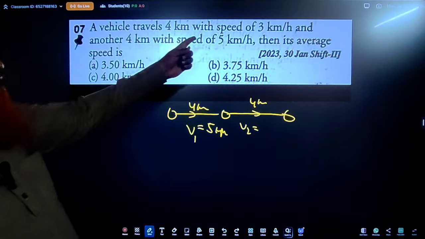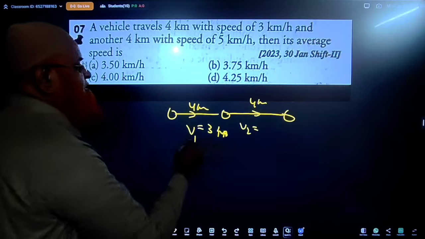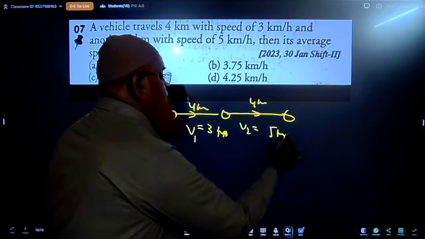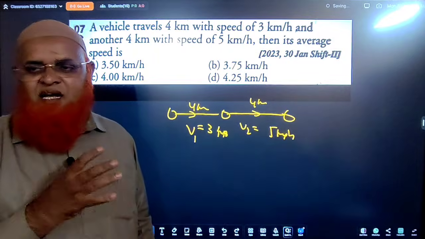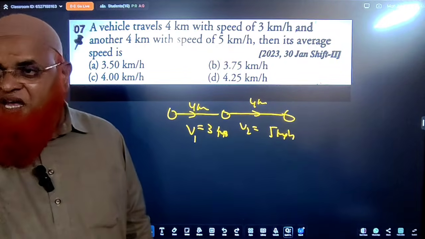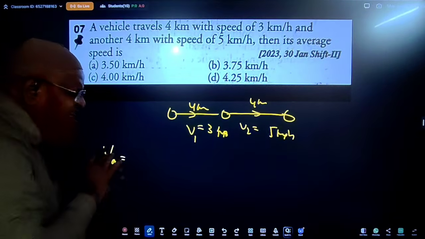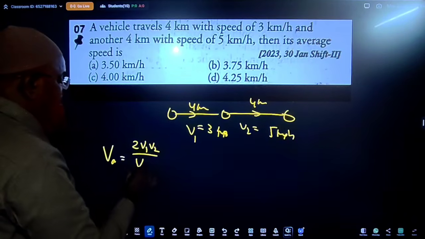So a vehicle travels 4 kilometers. How much speed was it? 3 kilometers per hour. And the next 4 kilometers, it has traveled with a speed of 5 kilometers per hour. By seeing only, we can decide that distances are going to be the same in this case. So we never think of other options. We directly write that this is a case of harmonic mean.